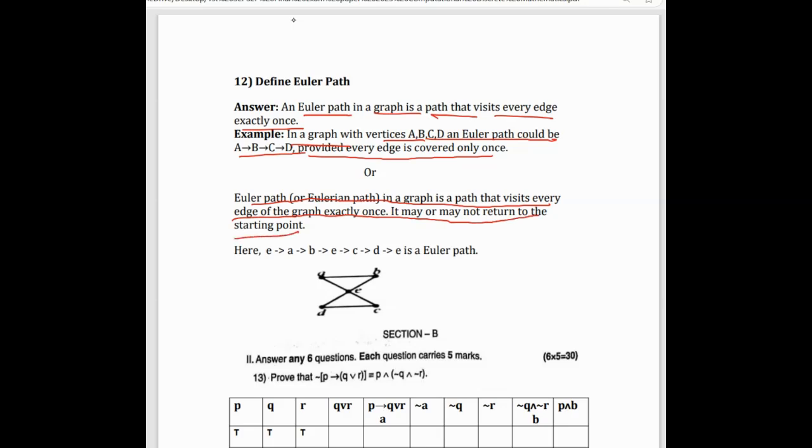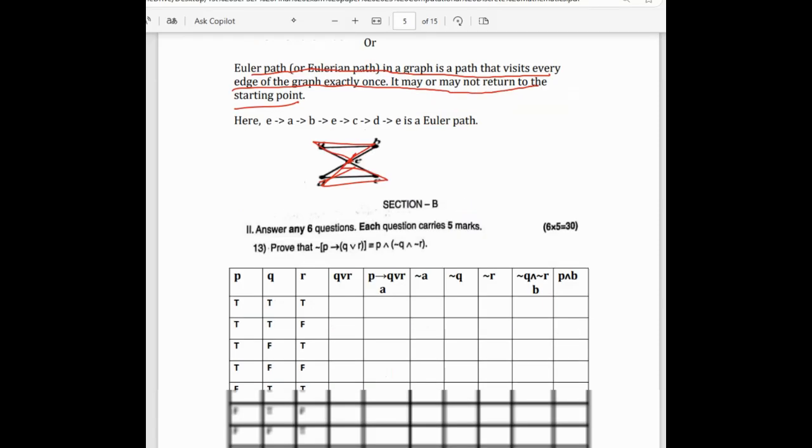So, for example, I am starting from E. I go from E to B, then A to B, then B to E, then E to C, then C to D, and then D to E. So it visits all the edges exactly one time.